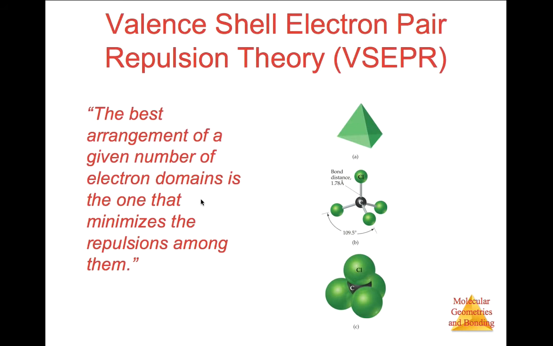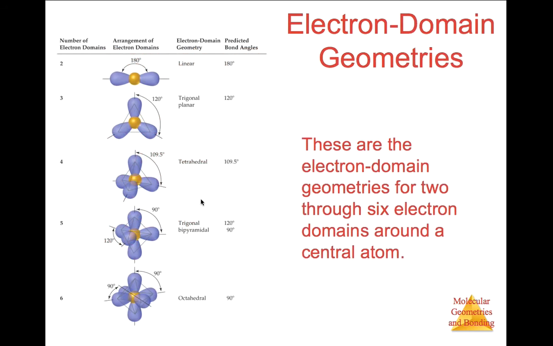The valence shell electron pair repulsion theory, also known as VSEPR, allows us to predict what the shape of the molecule is, therefore know its form, and thus say what function the molecule will have. The VSEPR theory says the best arrangement of a given number of electron domains is the one that minimizes the repulsions among them. In other words, it spreads them as far apart around the central atom as possible.